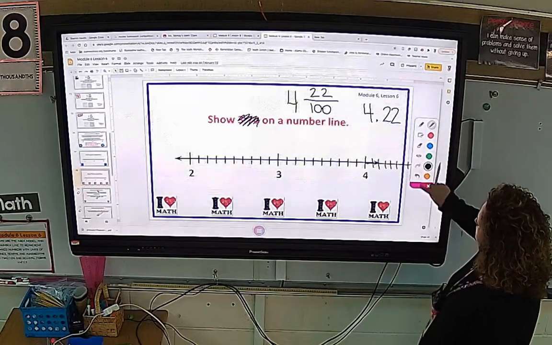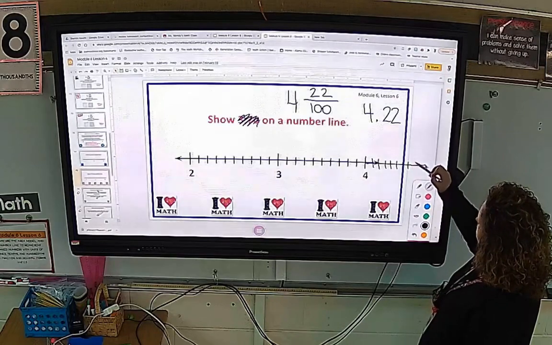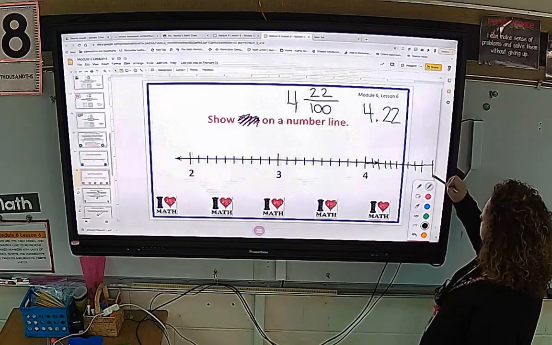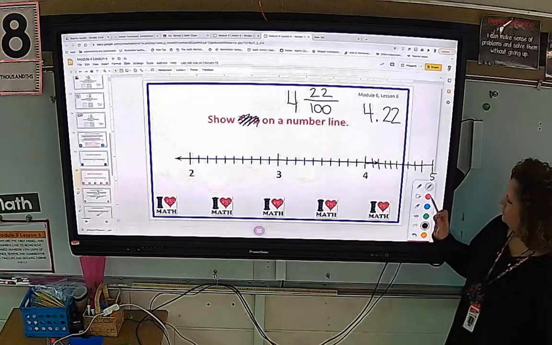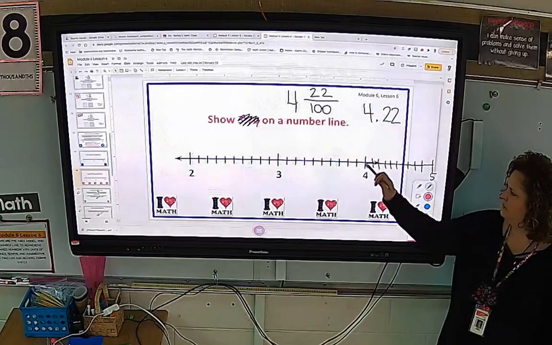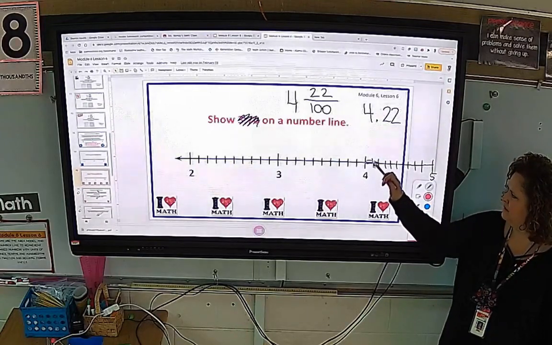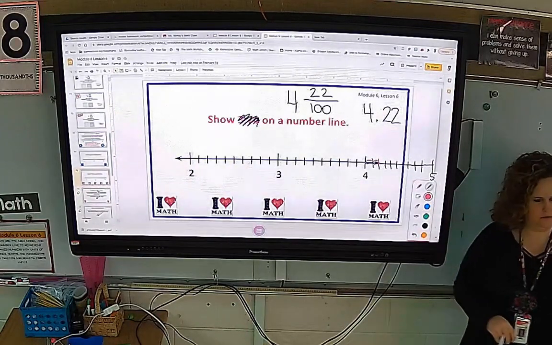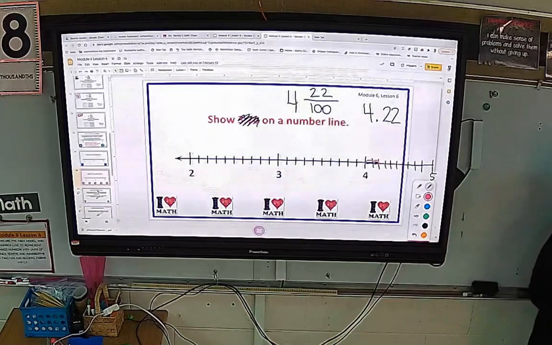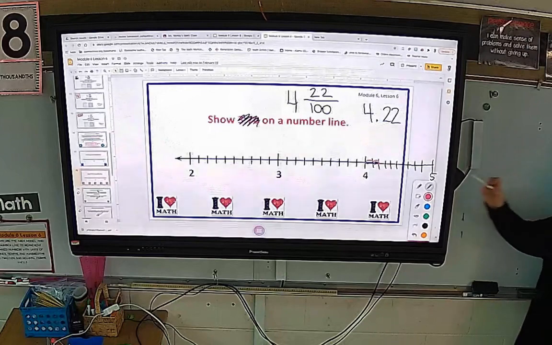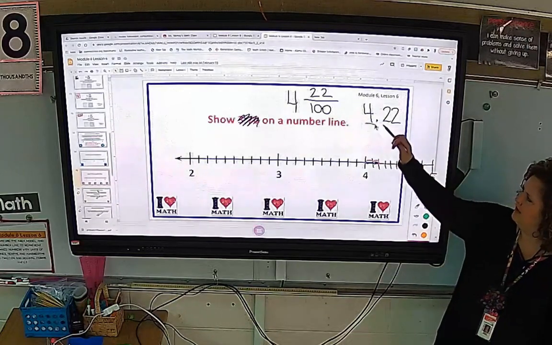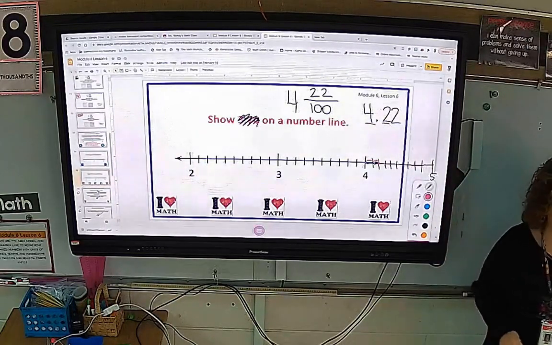And you would go over 2 spaces. I would go to the 4. I would go over 2 tenths. And then what? I think we all know how to do that much. What would we do after that? Because you've shown me how to take care of that and that. What about that extra 2?